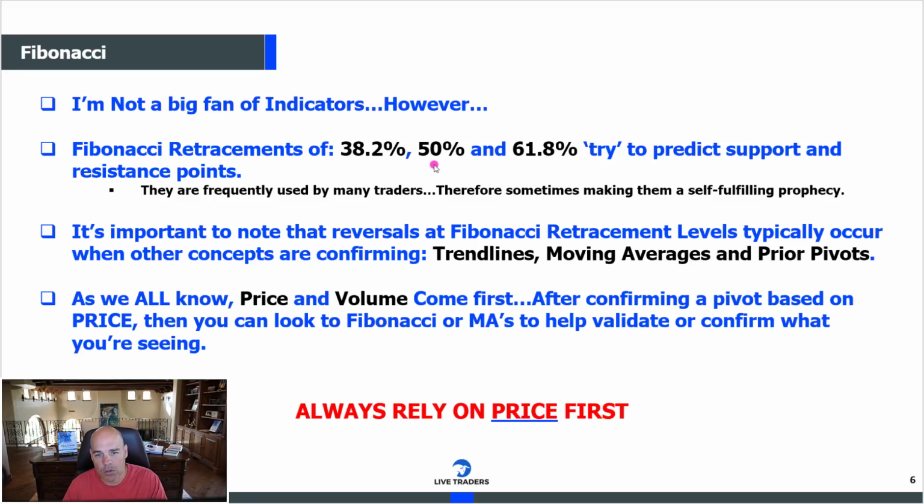Okay? So don't just look at retracement levels in and of themselves and go, Jared, it's 50%. You told me to buy it. That's not what I'm saying. I'm saying that's one aspect of a bigger picture, whether it's a bottoming tail, whether it's a trend line, whether it's a moving average, okay, whether it's support, et cetera, and so forth. All right? So as we all know, price and volume come first. After confirming a pivot based on price, then you can look at a Fibonacci or a moving average, okay? Always rely on price, okay?